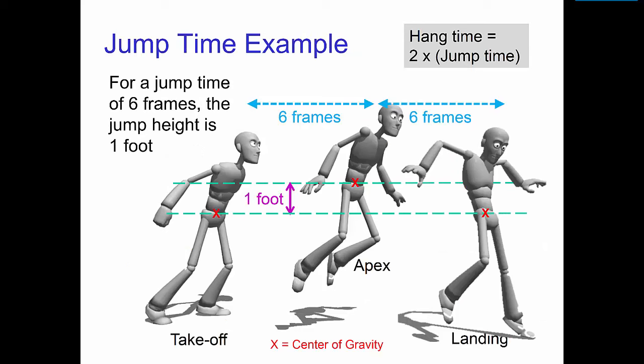Let's use this in an example. For a jump time of 6 frames, the jump height is 12 inches, which is 1 foot. That means that there's 6 frames from takeoff to apex, and another 6 frames from apex to landing. The total time in the air, which is called the hang time, is 12 frames for a jump height of 1 foot. Notice that the jump time does not depend on the forward distance of the jump. It only depends on the vertical distance, that is, the jump height.